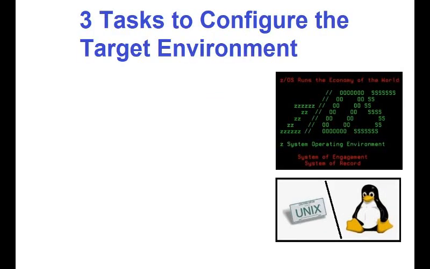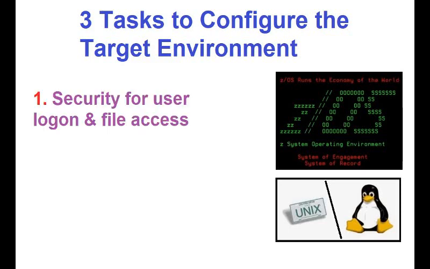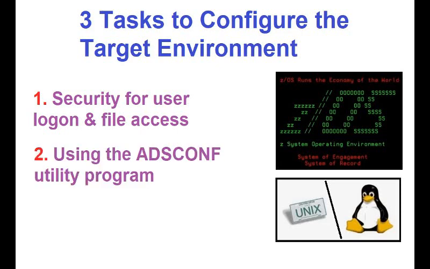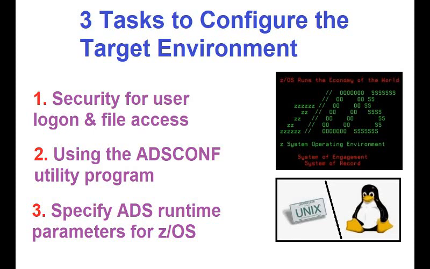We will describe three tasks that you can do to configure the target environment. First, defining security for user logon and file access. Second, using the adsconf utility that runs on Windows that transfers runtime parameters that you select to the target machine. And third, specifying runtime parameters in a z/OS file that ADS reads when it starts.